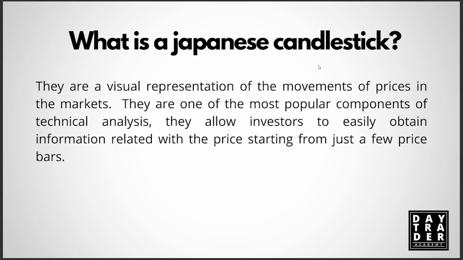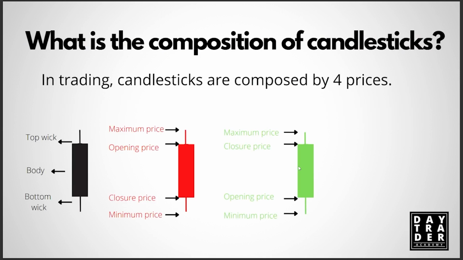What is a Japanese candlestick? They are a visual representation of the movements of prices in the markets. They are one of the most popular components of technical analysis. They allow investors to easily obtain information related to the price starting from just a few price bars. So now, what is the composition of candlesticks? In trading, candlesticks are composed of 4 prices: the top wick, the body of the candle, and the bottom wick.